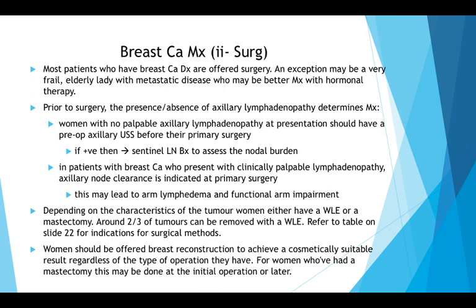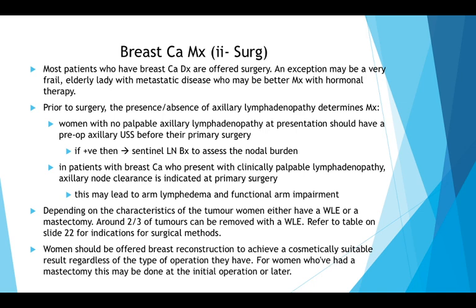Before doing surgery, it's of paramount importance to assess whether cancer has spread to the axillary lymph nodes. In those with no palpable axillary lymphadenopathy, you can do a pre-op axillary ultrasound scan. If this turns out to be positive, then you need to do a sentinel lymph node biopsy to assess how many of the nodes you think have been burdened with breast cancer. In patients with breast cancer who present with genuine palpable lymphadenopathy already, then you need to do an axillary node clearance. Unfortunately, this can result in functional impairment to the arm as well as lymphedema.